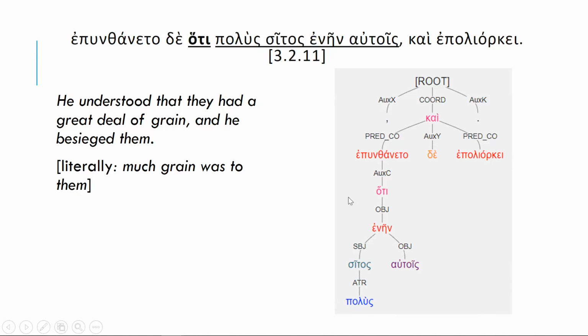He understood that much grain was to them. Much grain existed for them, dative of possession, and he was besieging them. So again, he understood that. It requires a substantive clause acting as the object. So again, they're pretty straightforward as a rule. They're often the same words we use in English that way. And if you're wondering if a clause is the object of a verb, look it up in the LSJ and see what structure is used with it.